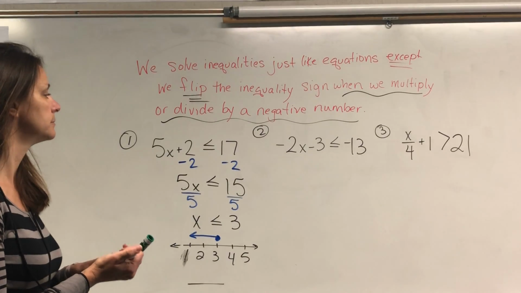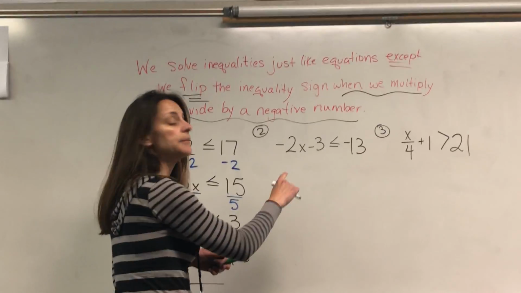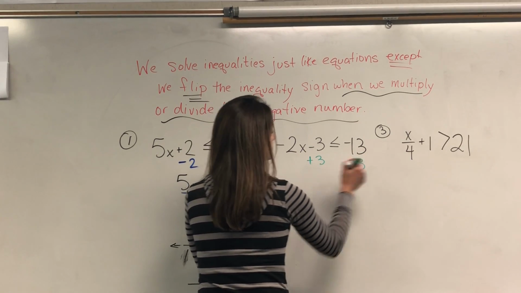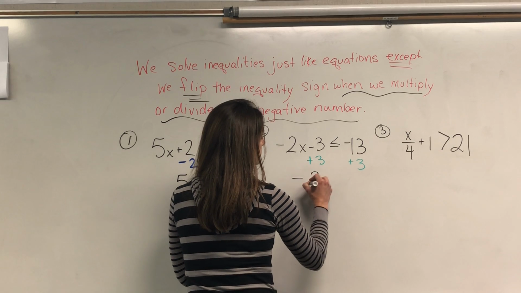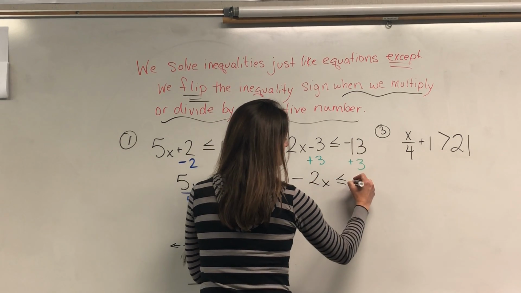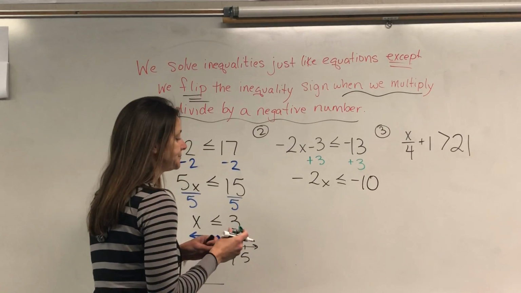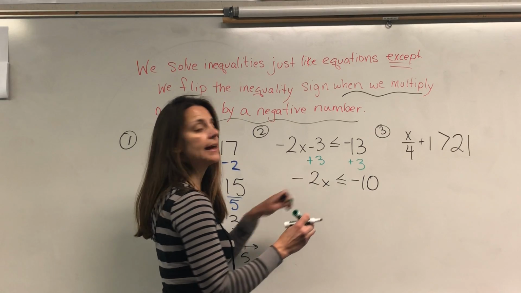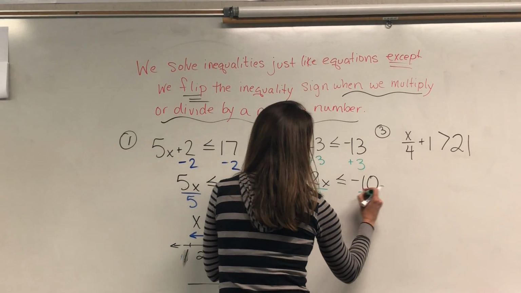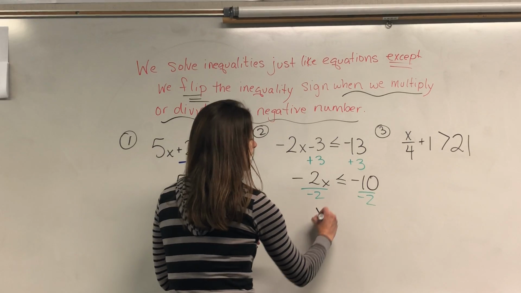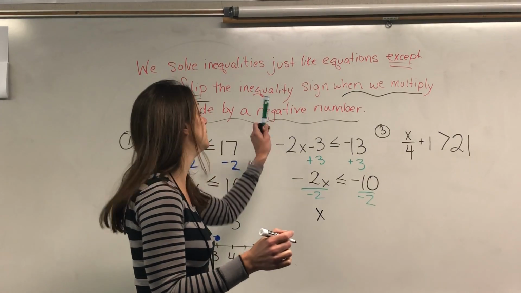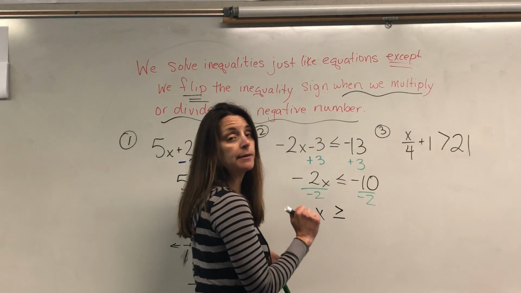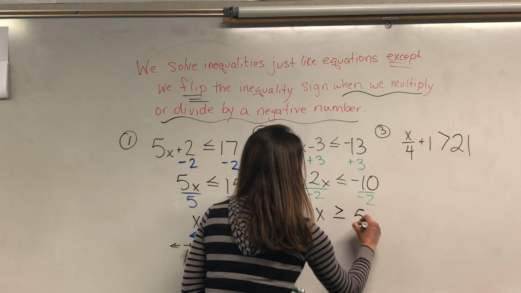Number 2. Pretty similar. First thing I'm going to do is add 3 to both sides. Now I need to get x by itself. So to undo that, I'm going to divide by negative 2. Oh, that's right. I just said I was going to divide by negative 2. So what does that mean? Flip the inequality. So suddenly that becomes that. And a negative divided by a negative is a positive. Okay.